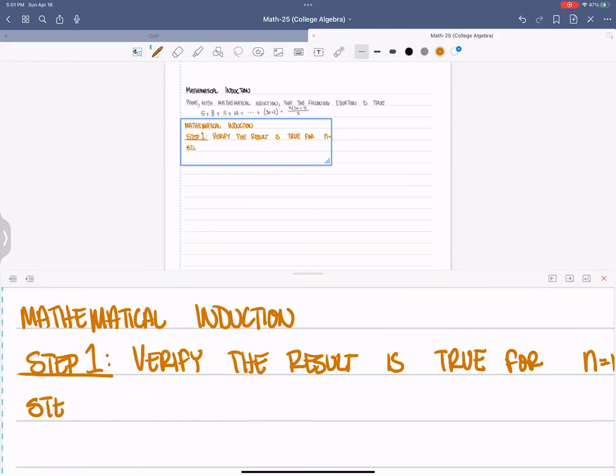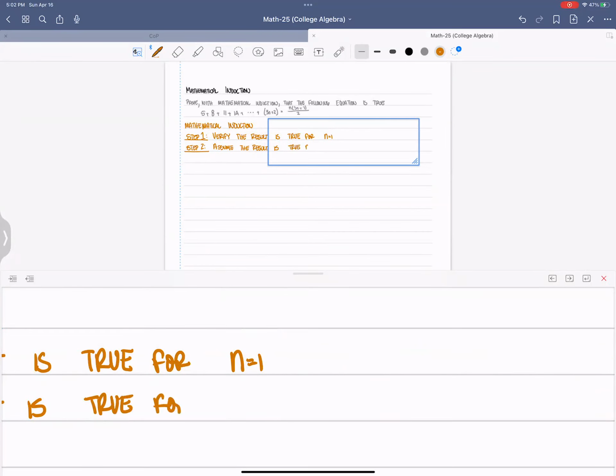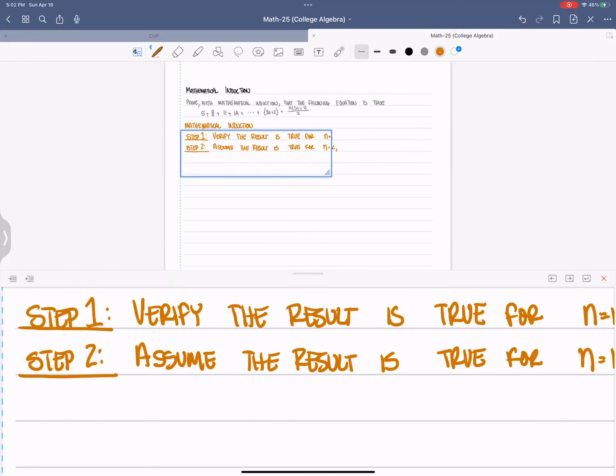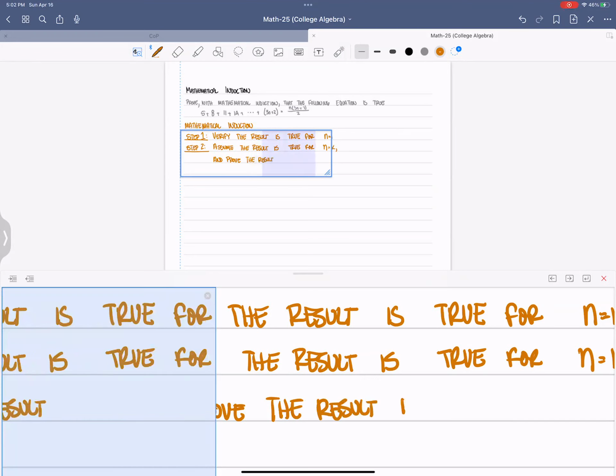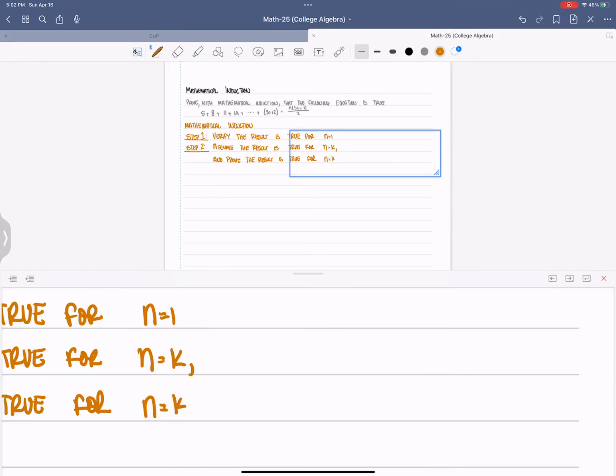And step two, which is actually the toughest step, we're going to assume the result is true for n equals k, and prove the result is true for n equal to k plus 1.